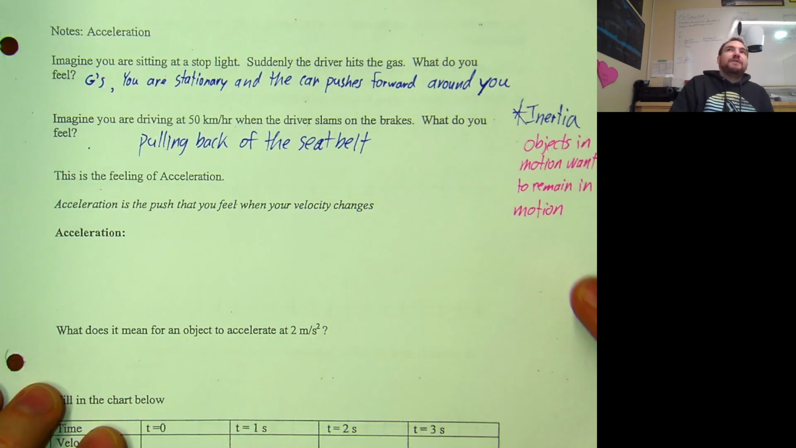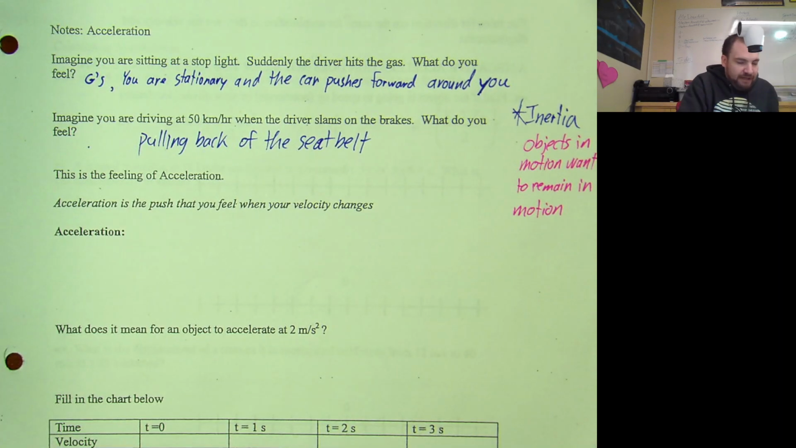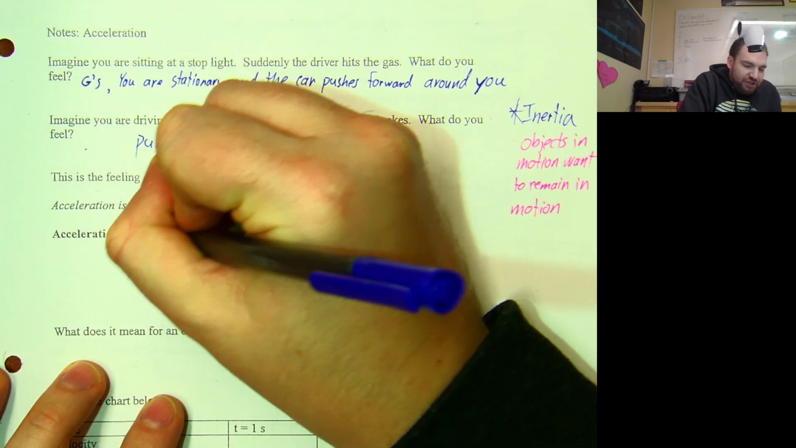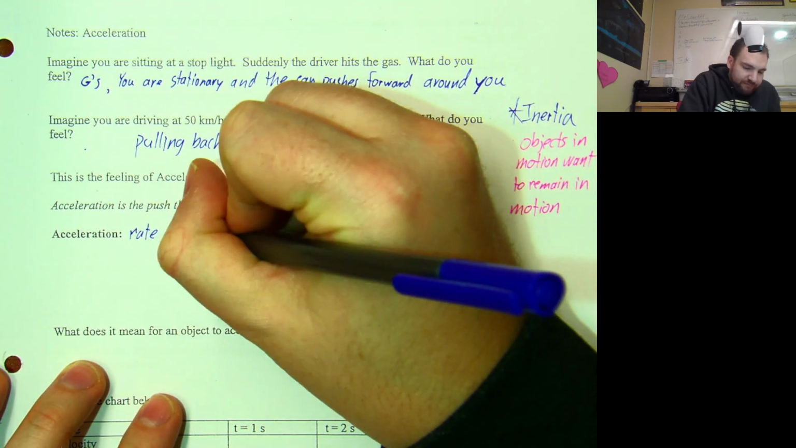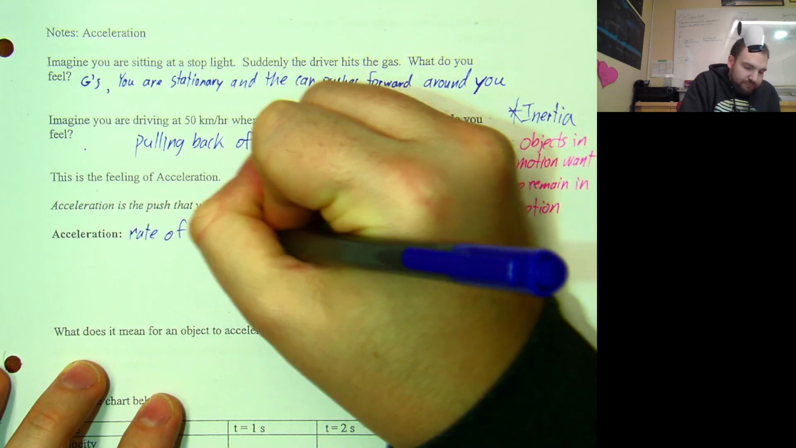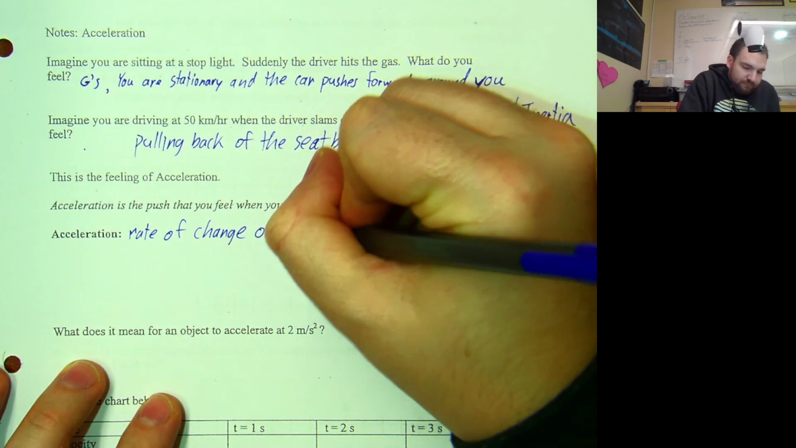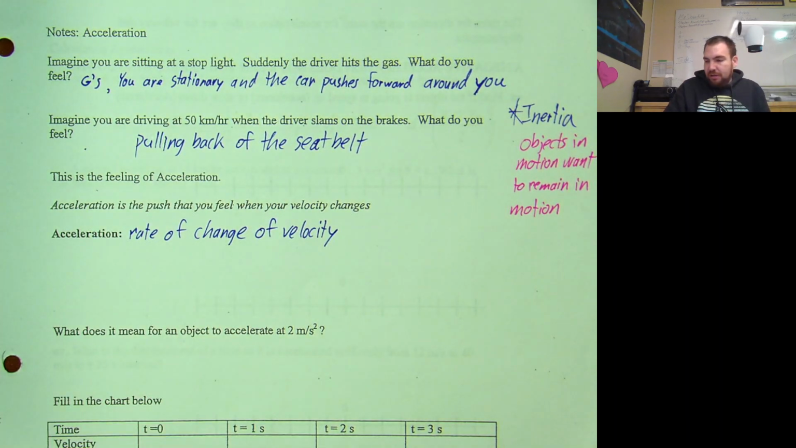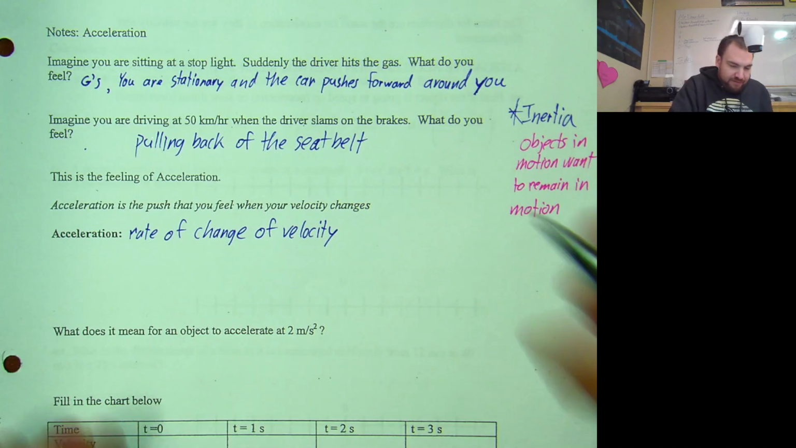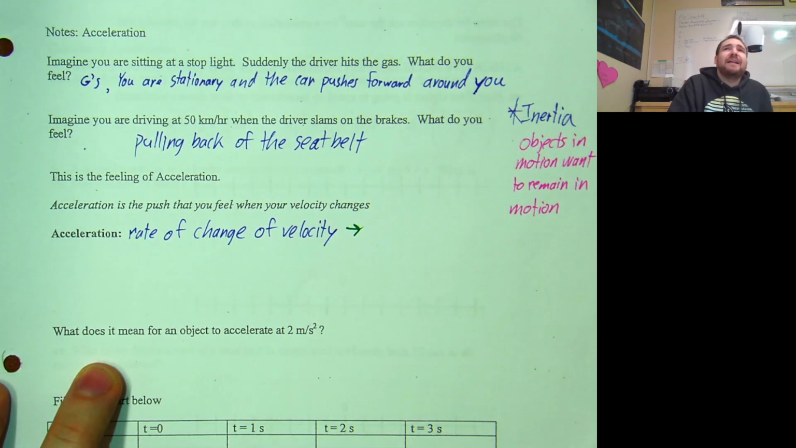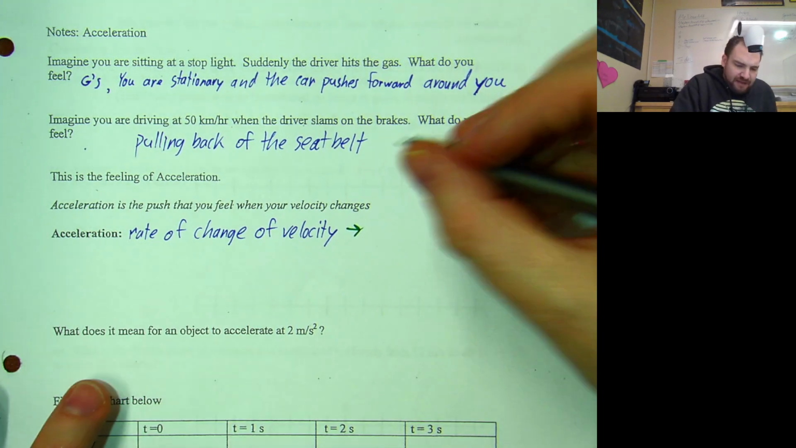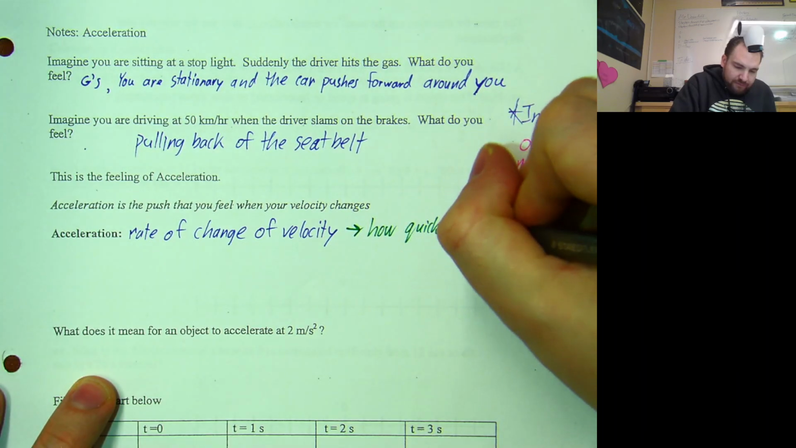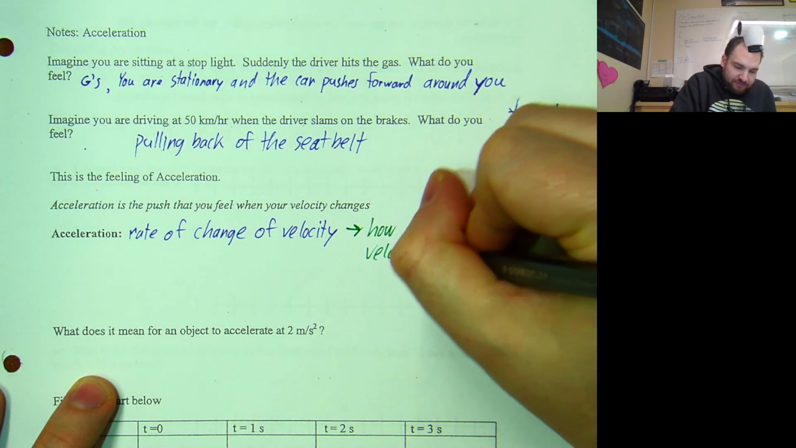So we'll give it a few different kinds of definitions. First, verbally, or with words, acceleration is the rate of change of velocity. So if that set of words doesn't make sense, it's how quickly velocity changes.